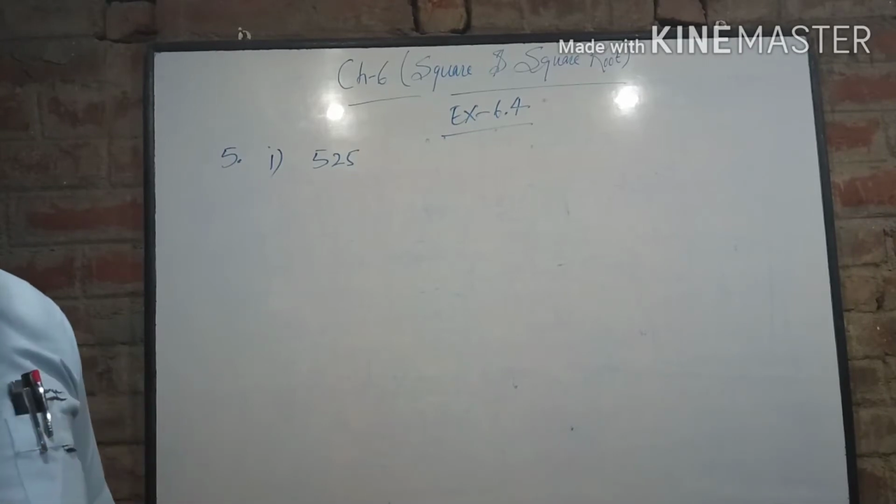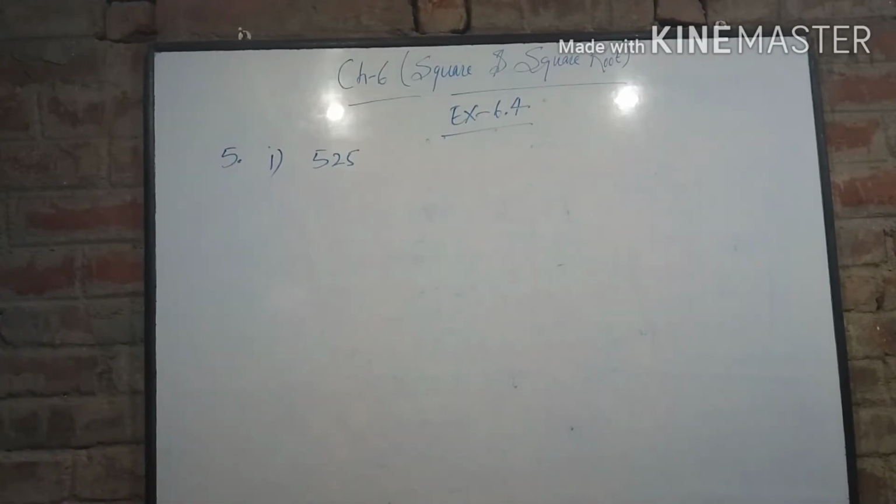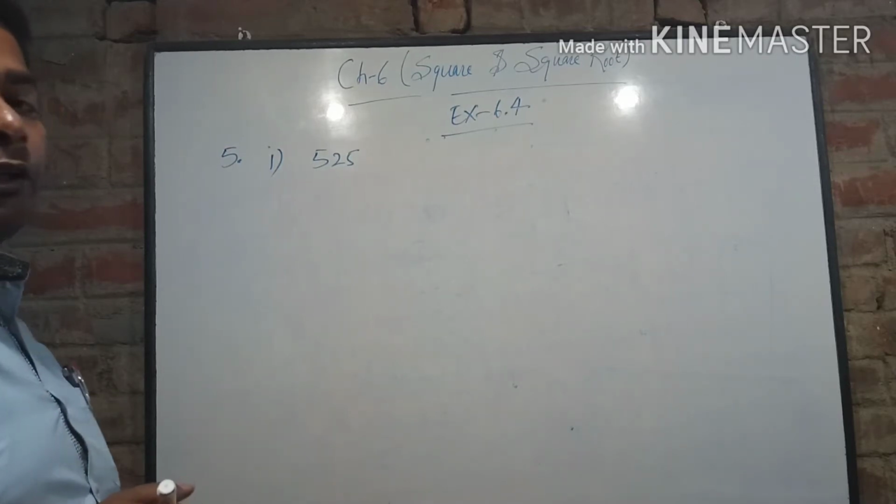Question number 5 says to find the least number which must be added. Now it is added. In the previous question it was subtracted. To each of the following numbers so as to get a perfect square. Also find the square root of the perfect square so obtained. Now we have 6 questions over here. So I have taken the first part so that the method is clear, and the rest is to be solved by my dear students. So I have taken the example 525.